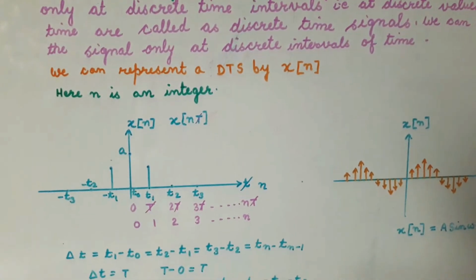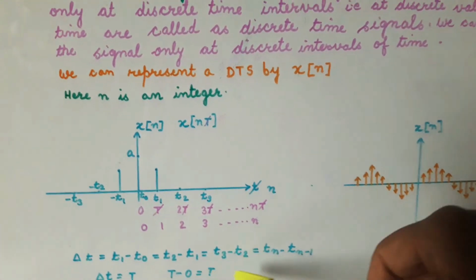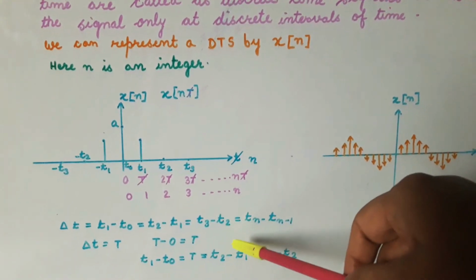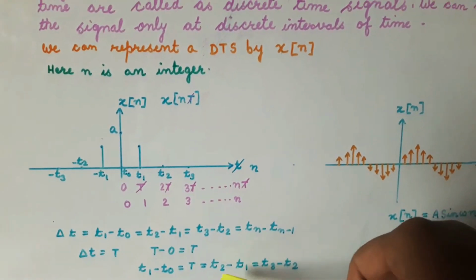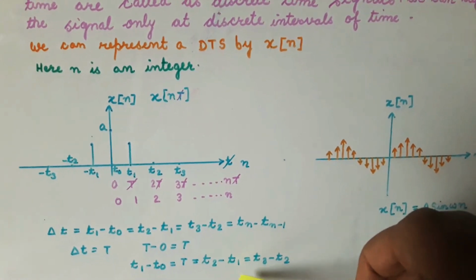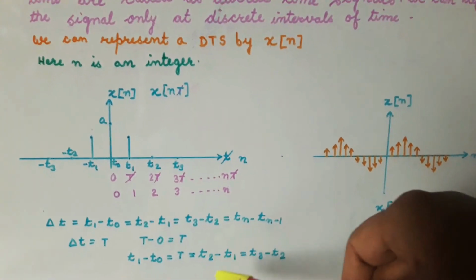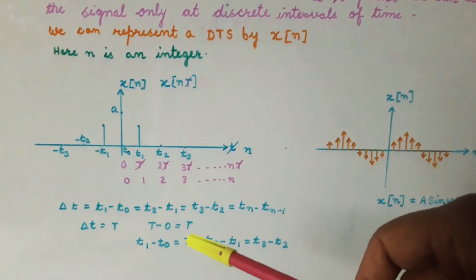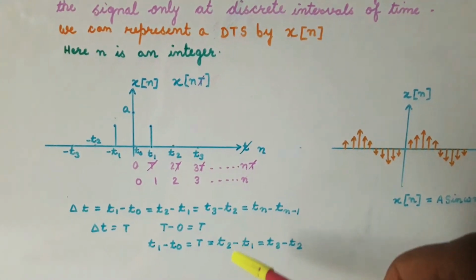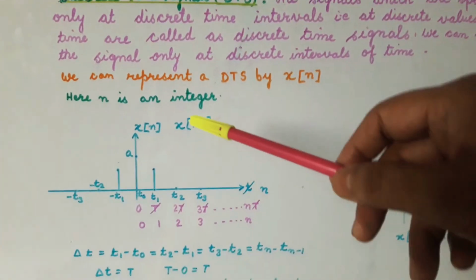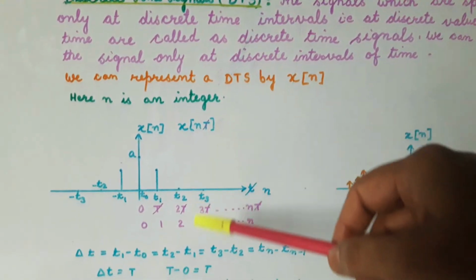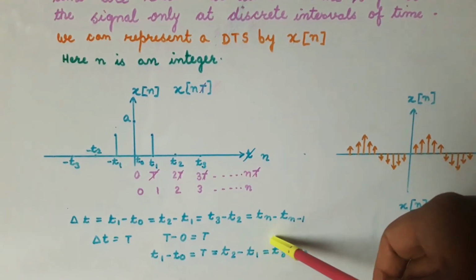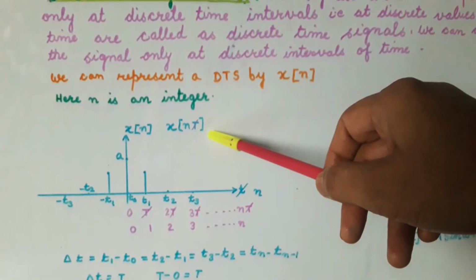If the time interval is the same in each case, then we can say that this discrete time signal is uniformly sampled. And when the time interval is not the same in each case, then this signal is non-uniformly sampled. Now we will discuss one very important thing, that is the existence of this integer n here. We see that this x-axis is for time, so how did we get the integer as the independent variable?